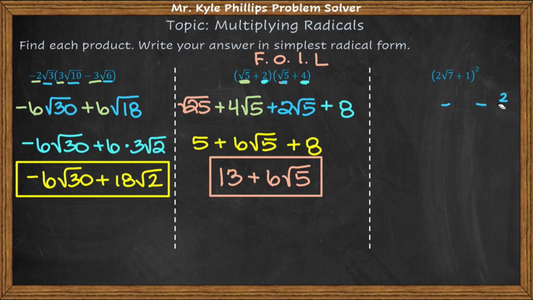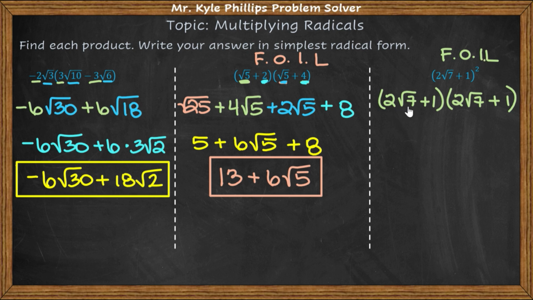You have to remember the definition of what it means to square something. So if I said, what is 3 squared, you would get 9 because you're taking 3 and multiplying it by itself. Here I'm taking this binomial and I'm saying, what is the answer if I took this binomial, 2 root 7 plus 1, and multiplied it by itself? 2 root 7 plus 1. So it creates another problem just like the one we had here. So we're going to have to FOIL this again.